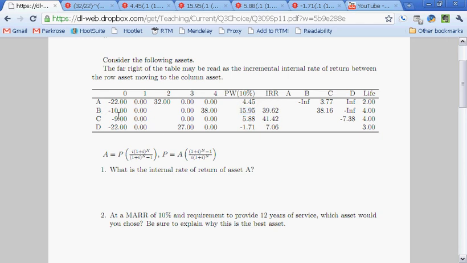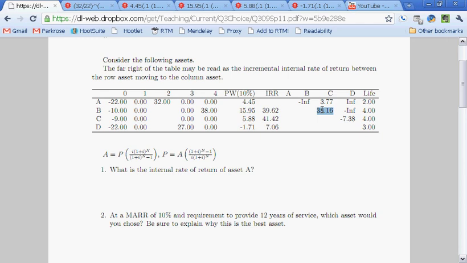Step 2, grab the one with the lowest initial cost, that's C, and see if you'd upgrade from it to the one with the next highest initial cost, that's B. So you're checking the C to B incremental internal rate of return. That ends up being 38.16%. Well, that's above 20, so you're supposed to upgrade from C to B.